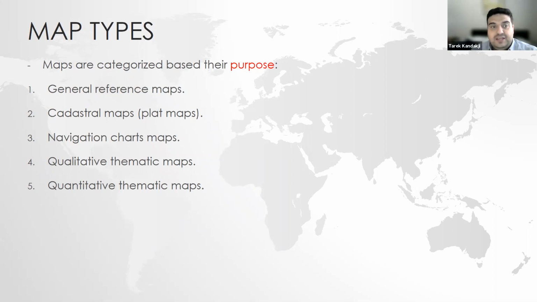You can combine 4 and 5 in one type, which is the thematic map, and you have the subtypes of qualitative and quantitative. But I prefer to discuss them separately because each one has its own characteristics. Some people may say it's still one type of map, but that's not a big problem.